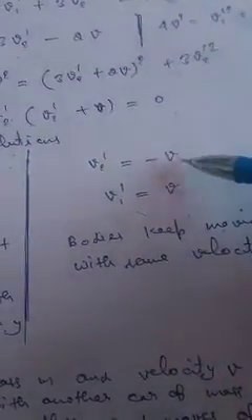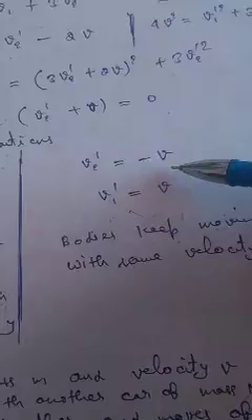So what is v1 prime? It is v. So what are these velocities? These are the velocities before collision only. So this means the bodies will keep moving with the same velocity. It is as if nothing has happened after collision.